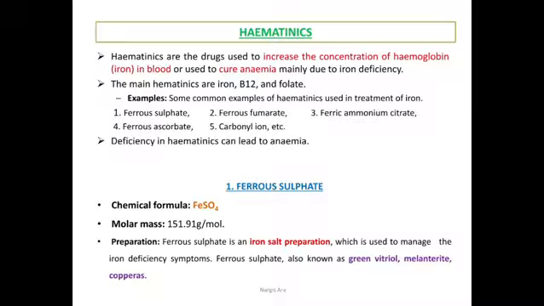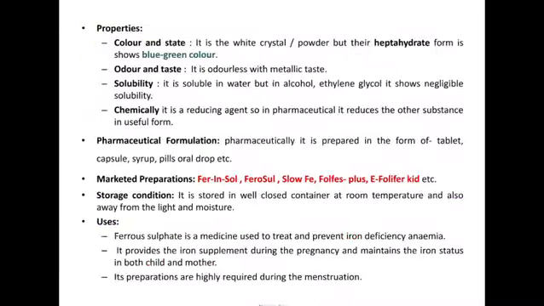Okay, now we are going to discuss ferrous sulfate, which is a common example of a hematinic, and it is used for treatment of iron deficiency. What is the chemical formula of ferrous sulfate? It is FeSO4, and the molar mass is 151.91 grams per mole. Next, preparation. Ferrous sulfate is an iron salt preparation which is used to manage iron deficiency symptoms. Ferrous sulfate is also known as green vitriol, melanterite, copperas.